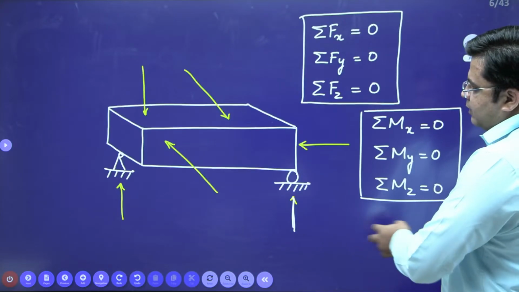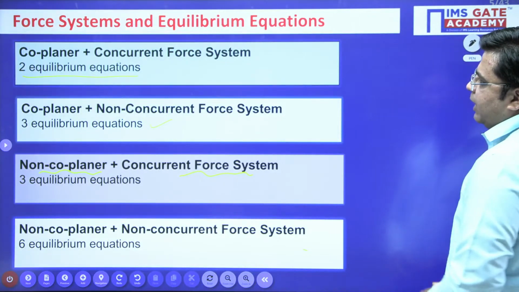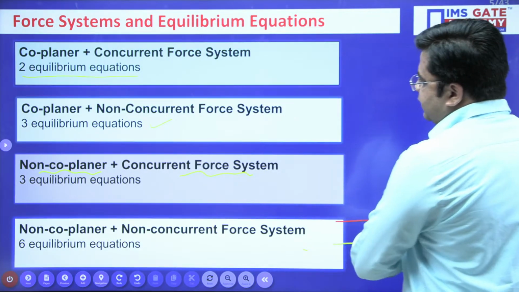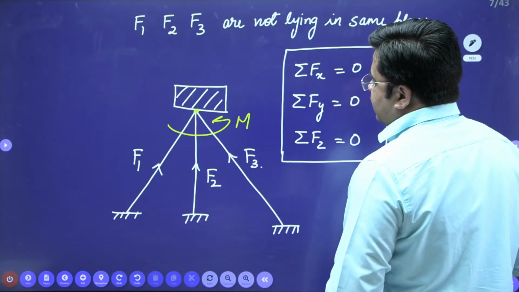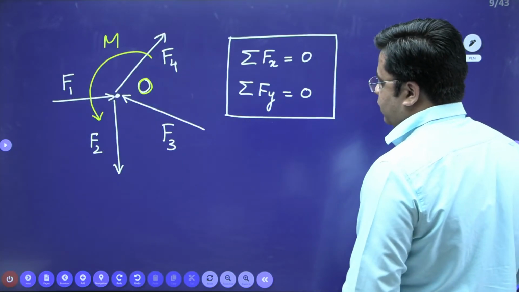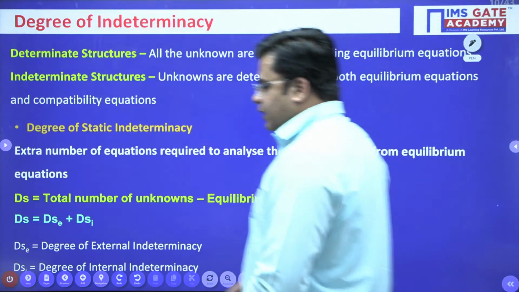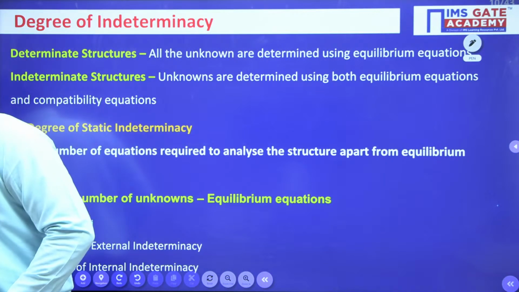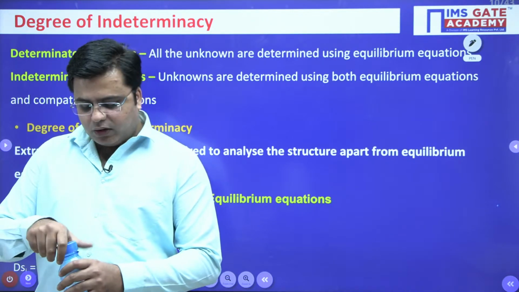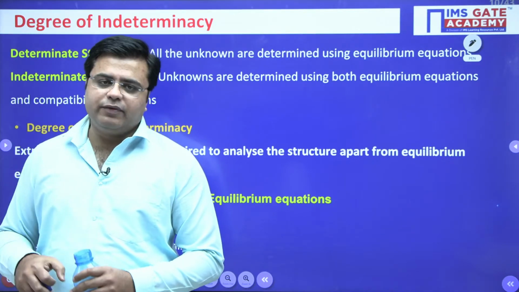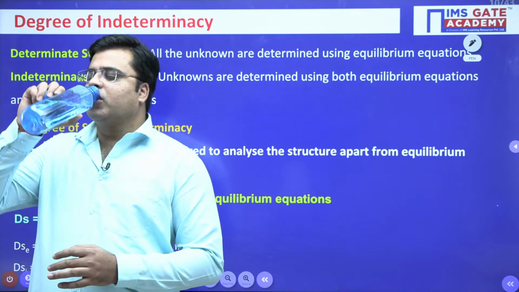Moving on with this. So these are the different types of force system. Next, let me just move to the next topic quickly. Now first of all, if we need to analyze the structure, we need to count the number of unknowns that we need to calculate, okay?